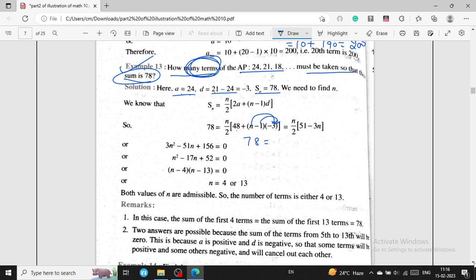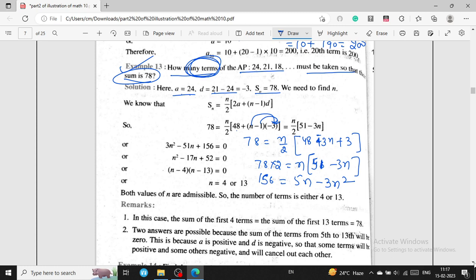We find 78 is equal to n by 2 times (48 plus minus 3n plus 3). 78 multiplied by 2 is equal to n times this bracket. This 2 will be multiplied on the left side, and here 48 plus 3 is 51 minus 3n. 156 is equal to 51n minus 3n square. You can write it as 3n square minus 51n plus 156.